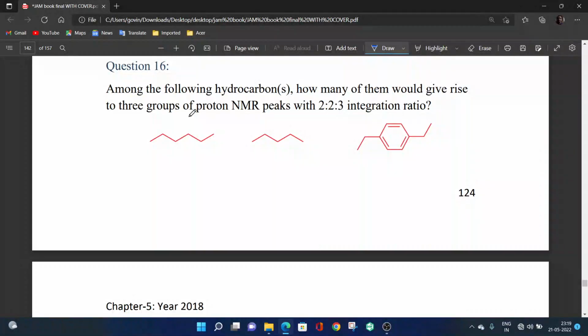Hello everyone. So let's start solving the last set of 5 organic questions from the JAM 2018 question paper, right? The first question says, among the following hydrocarbons, how many of them would give rise to 3 groups of proton NMR peaks with 2:2:3 integration ratio? So basically first it says it should have 3 groups of protons. That means 3 sets of protons are required. So 3 kinds of proton which are in chemically different environment. Apart from that, the ratio should be 2:2:3.